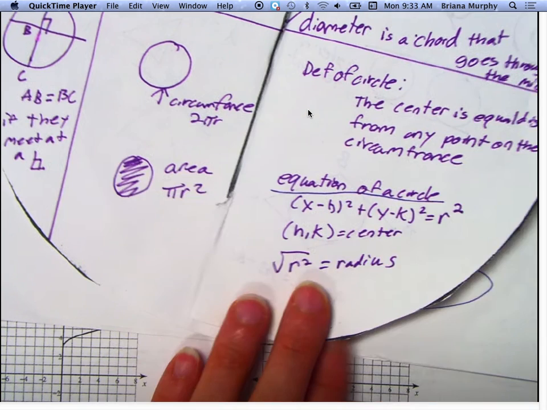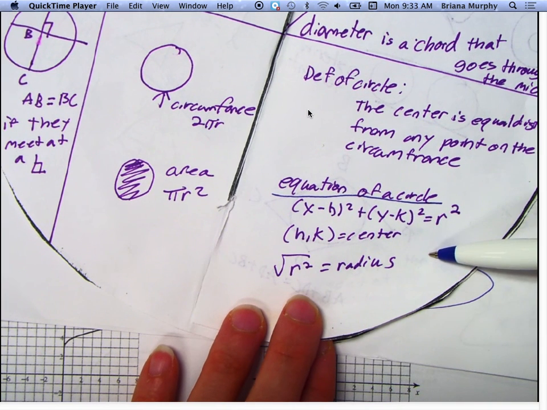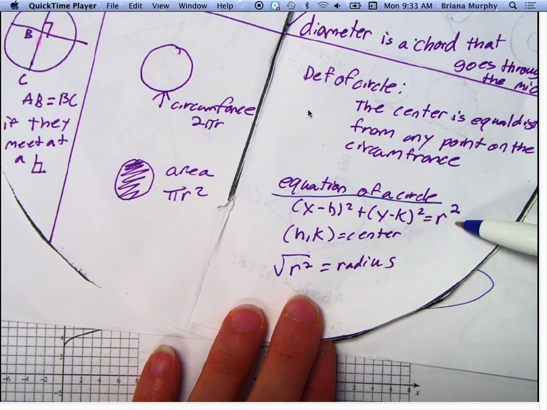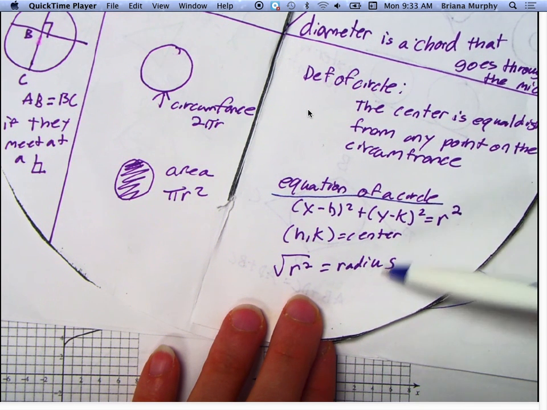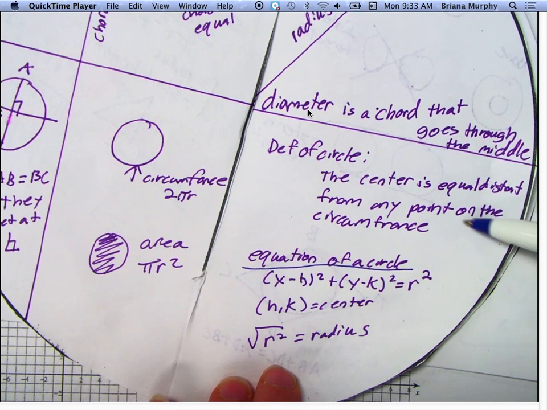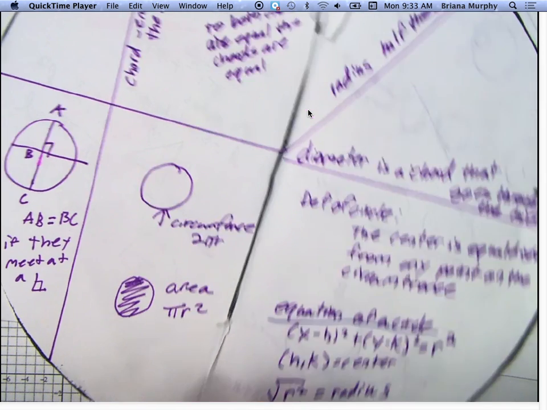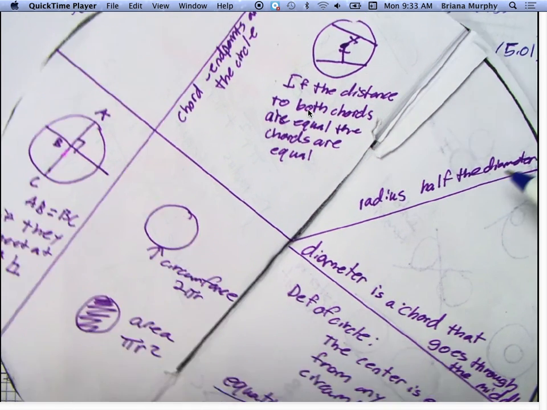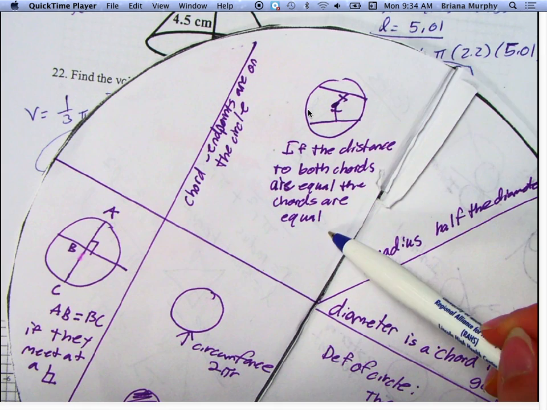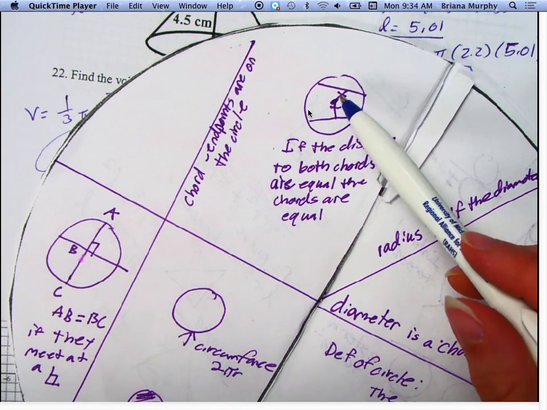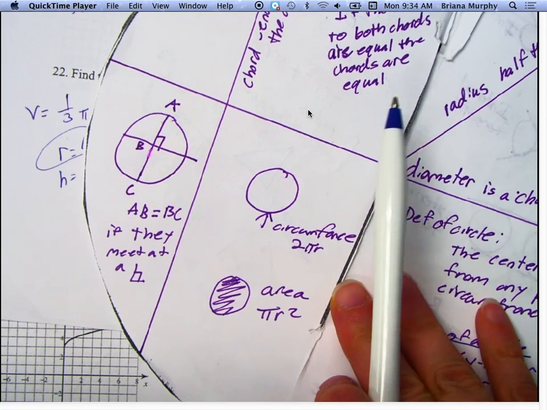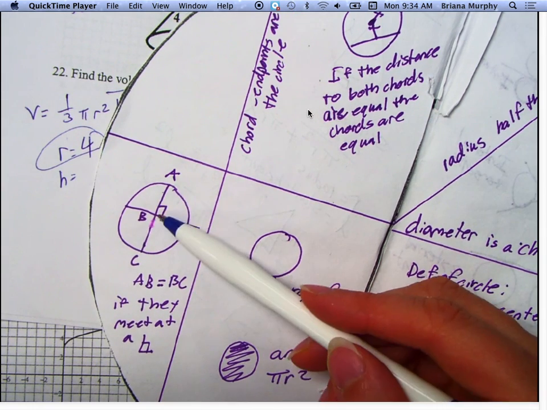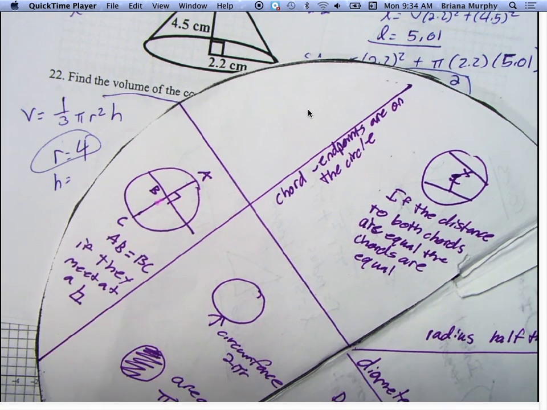On the front page, I have the equation of a circle: x minus h squared plus y minus k squared equals r squared. The square root of r squared is the radius. Definition of a circle: the center is equidistant from the points on the circle. Diameter is a chord that goes through the middle. Radius is half the diameter. It has to hit the middle and the circumference. If the distances from the center to two chords are equal, then the chords are equal. Circumference is 2 pi r, area is pi r squared. If they meet at 90 degrees, they are split in half, and a chord's endpoints are on the circle.